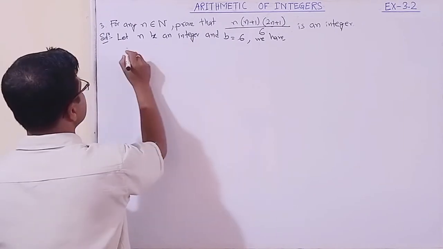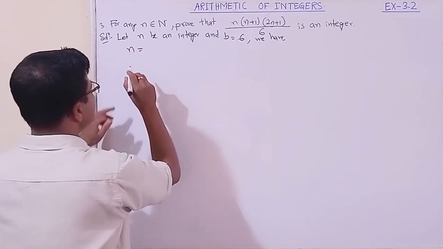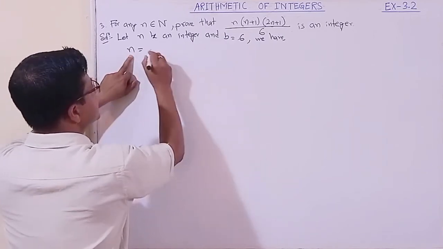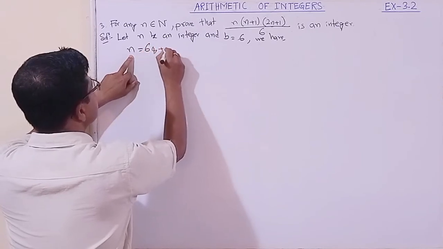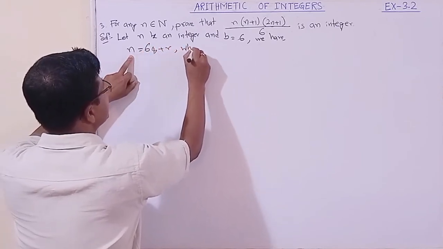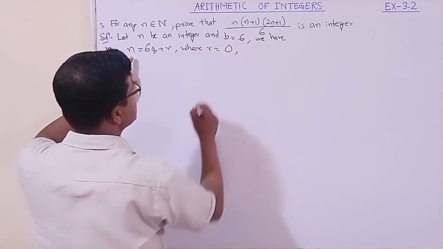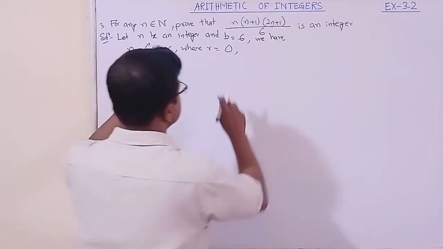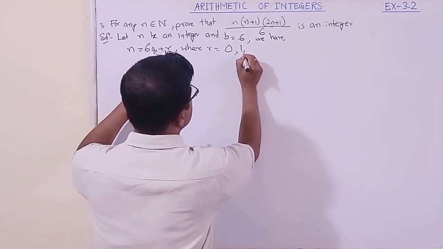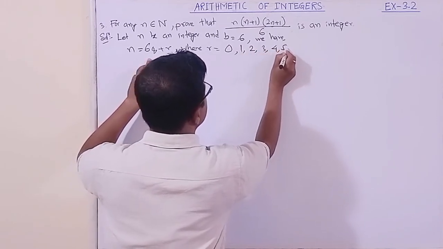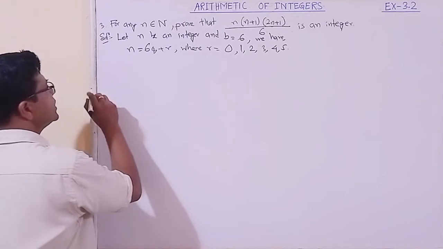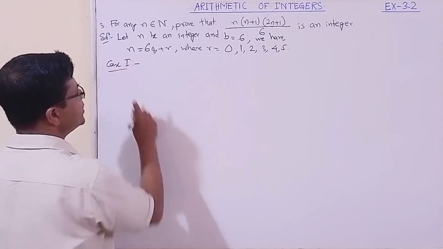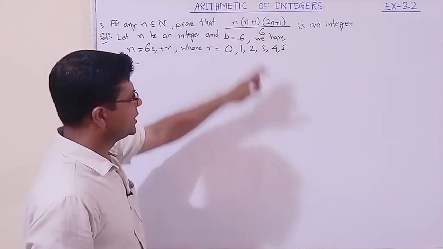By division algorithm we have n equal to bq plus r. What is b? 6q plus r, where r is equal to 0. We always start from 0: 0, 1, 2, 3, how long? Up to 6 values, means up to 5: 0, 1, 2, 3, 4, 5. So there are 6 cases. Let us see how much we can do. Case 1, if we get the similar result, then for the other cases we will write similarly.